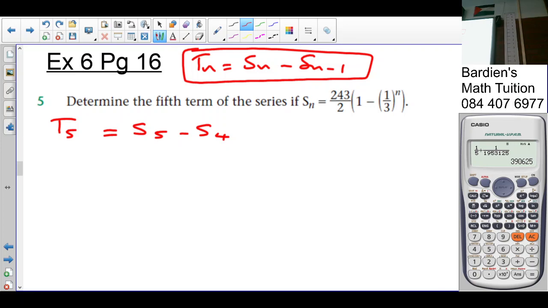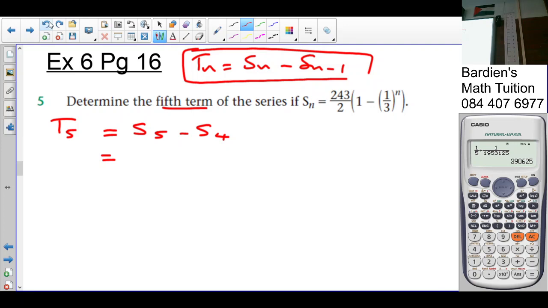If they ask you to work out T15, how would you work it out then? S15 minus S14. They want you to work out T2: S2 minus S1. They want you to work out term 1: just S1. So T5, the 5th term, is going to be S5 minus S4. So wherever I see N, I put a 5. There goes a 5, and there goes a 5. In the next one for S4, there will go a 4, and there will go a 4. Okay, you guys okay with that?